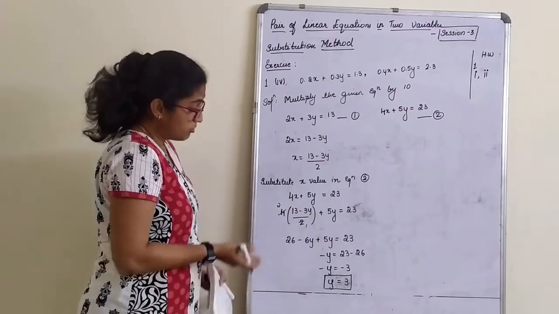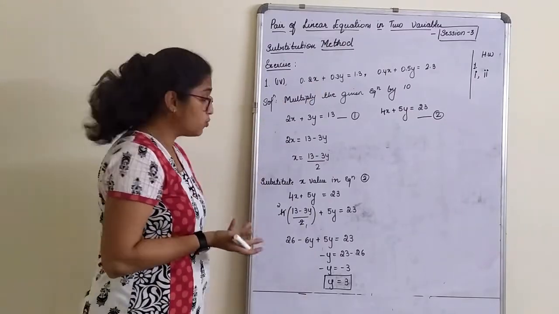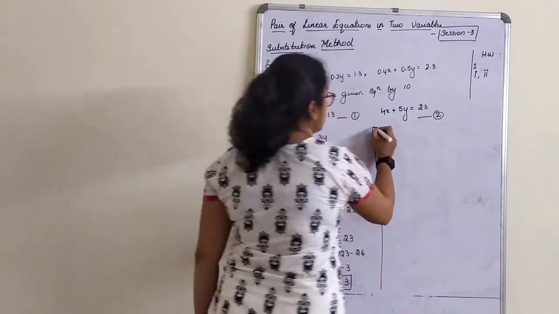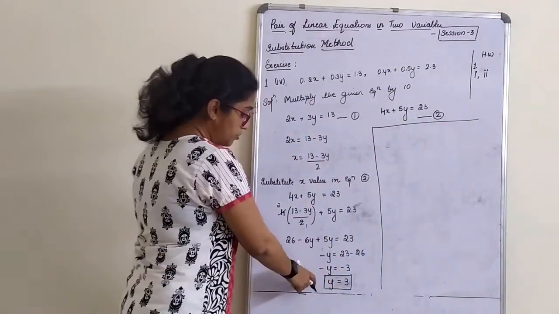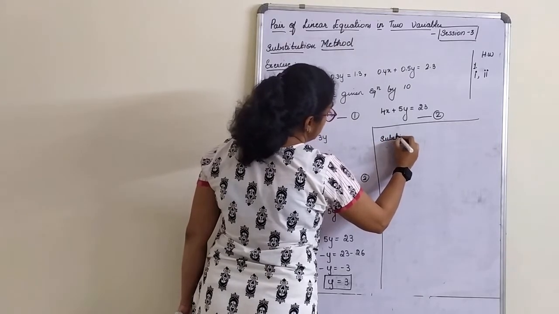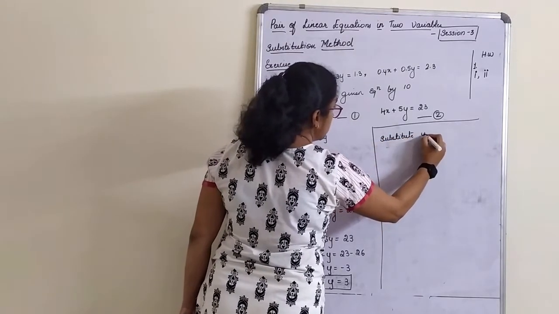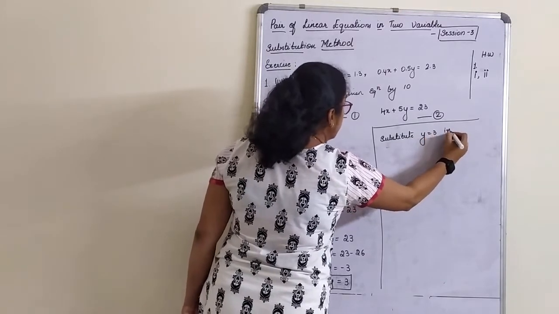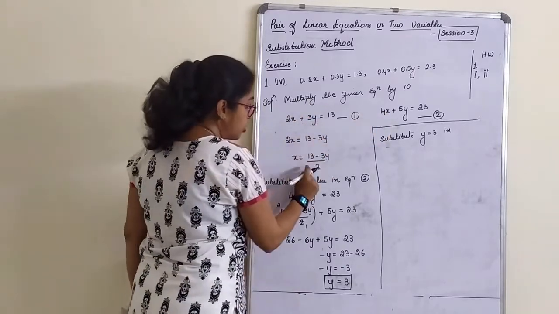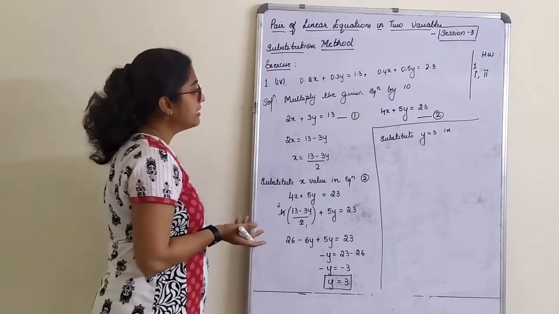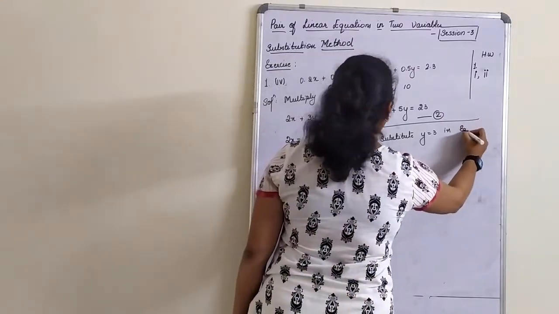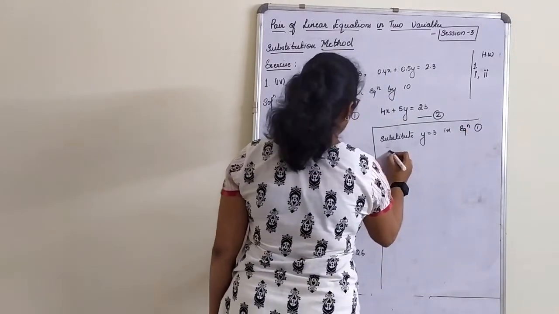Now let us substitute in any of the given equations and find the x value. You can substitute in this directly. Since I don't have space, I am doing it below. So substitute, write down: y is equal to 3. You need to write in which equation you are using it, the first equation, the second equation, whichever you want. So where do you want to use it? Shall we use it in the first equation? Okay, in equation 1.